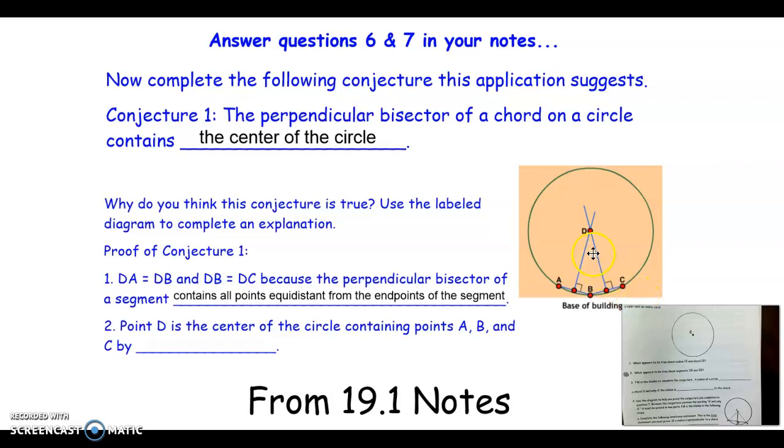We also know point D is the center of the circle containing points A, B, and C by the definition of a circle. So since we know from the center to this point on the circle is equal to the center to this point on the circle is equal to the center to this point on the circle, those are all radii of the circle. And so that's how we know point D is the center.